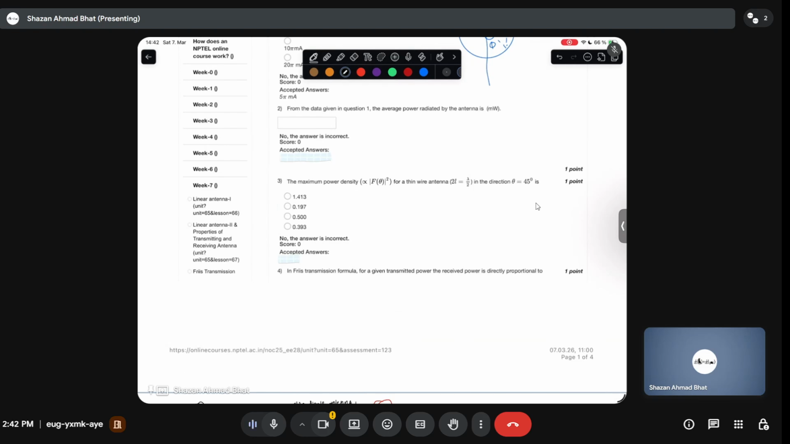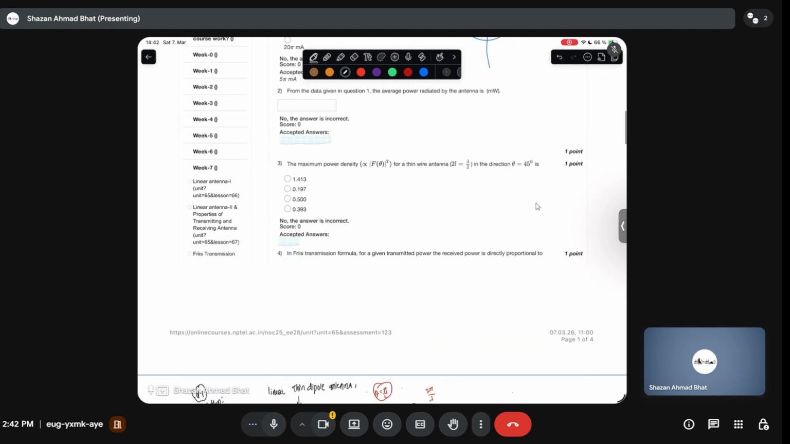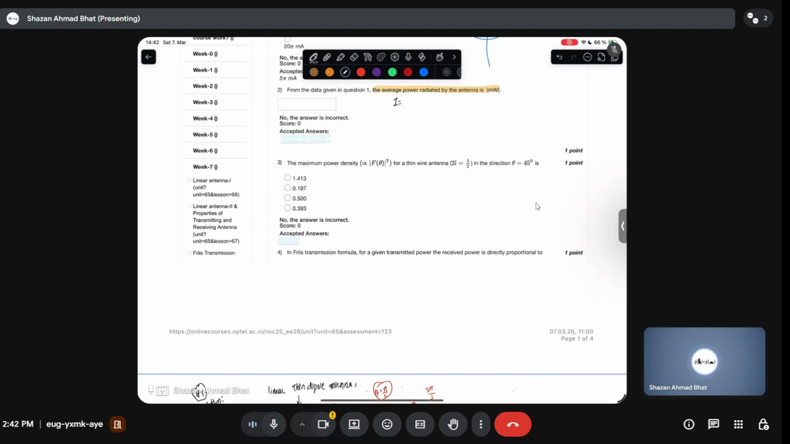So now this is question first. Now question second is, from the data given in question 1, the average power radiated by the antenna. So we need to compute the average power radiated. We already know the current, which is around 15.7 milliamps, roughly 5 pi milliamps. Now the average power radiated by the antenna, you know, can be written as half of I naught square R, where R is the radiation resistance.